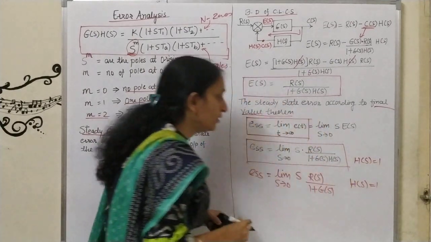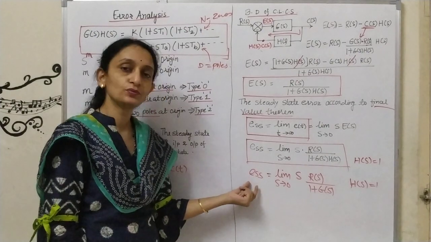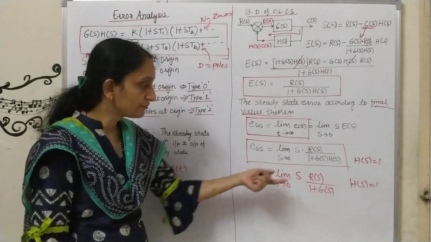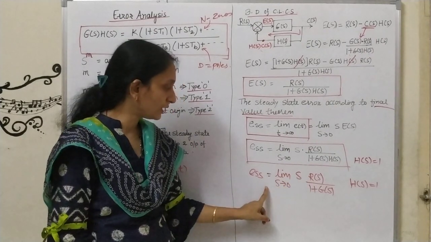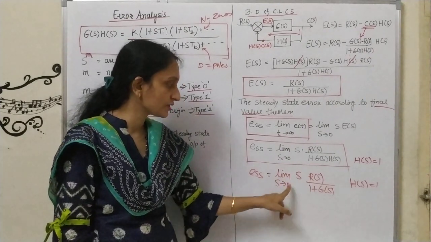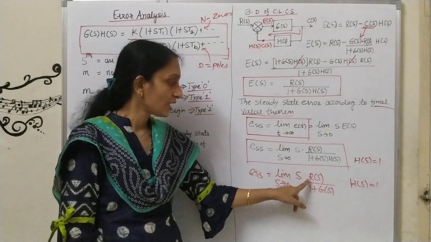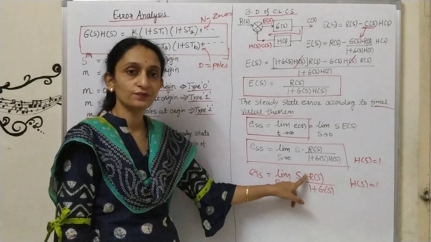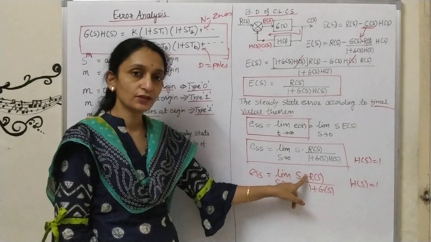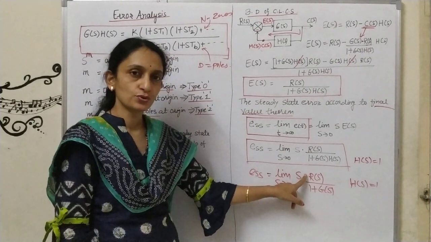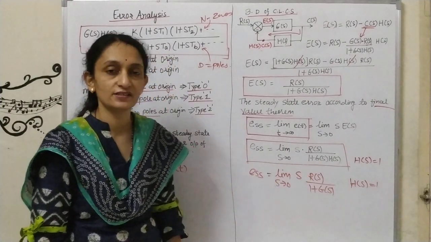In the next class we have to calculate the steady state error with different inputs. Please remember this formula: ESS is equal to limit s tends to 0 of s into R(s) upon 1 plus G(s) H(s). The R(s) term is there, so you need to put R(s) for unit step, unit ramp, unit parabolic. We have studied the standard test signals. We will substitute the standard value of R(s) here and calculate the steady state error.